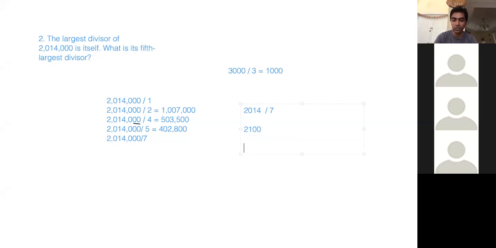What's the difference between the two? 986. The last 2 digits is correct. 86. Yeah, 86. Now, is 86 divisible by 7? It's approximately like 12. Yep, but not exactly, right? So 86 is not a multiple of 7.